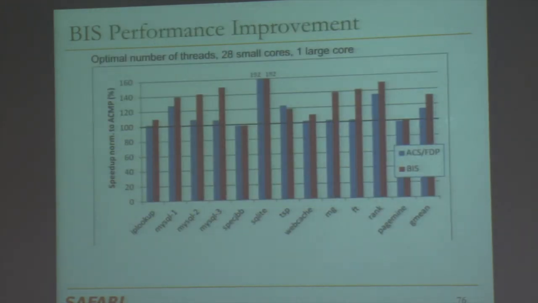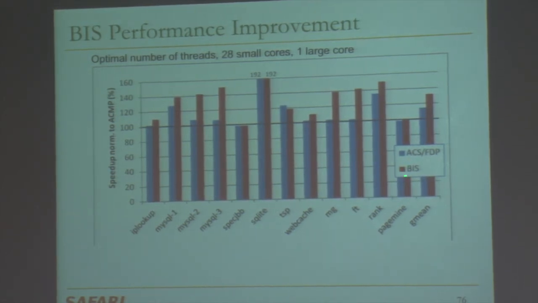So if you look at this, these are workloads on the x-axis. Again, speedup normalized to ACMP, asymmetric multicore, on the y-axis. This is the ACS's performance benefit, what we've seen before. It's a little bit lower in this case because the workloads have improved over time. So it's about, I think, 15% or so.